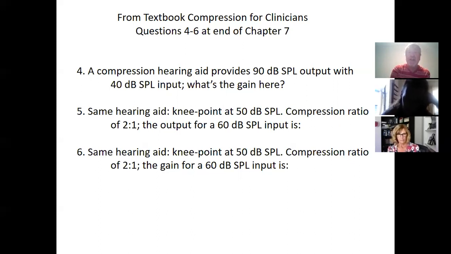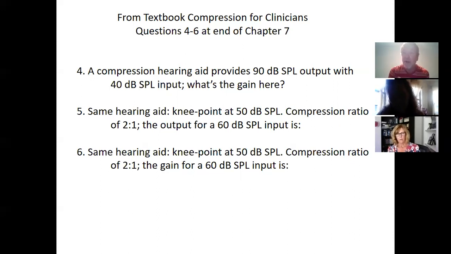Okay, take the same hearing aid now, the very same hearing aid. Now we're saying its knee point is at 50. Its compression ratio is 2 to 1. And the output for a 60 dB SPL input is? So here we go. How would you figure that out?